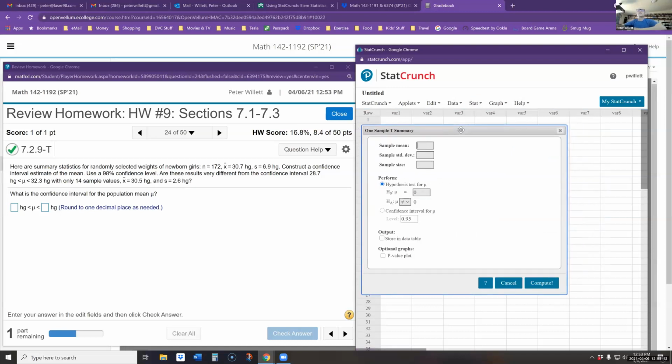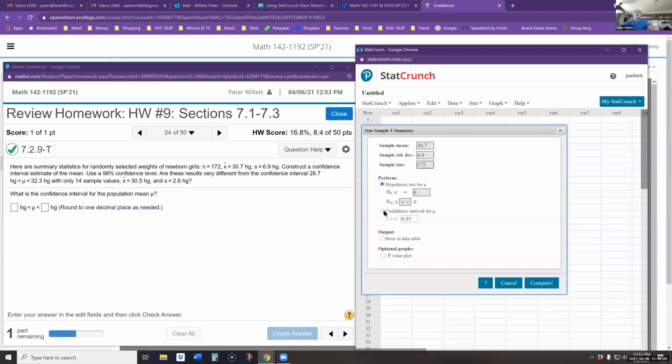So that brings us to this tool. We would fill in the sample mean, which was 30.7. And then the sample standard deviation was 6.9. And then the sample size was 172. Those I took directly from where they gave us the summary statistics for the sample that they took.